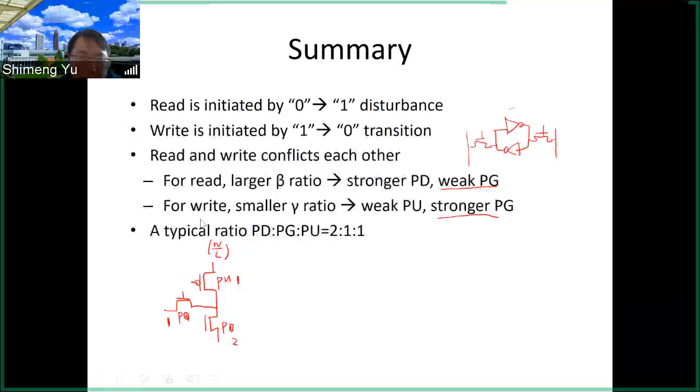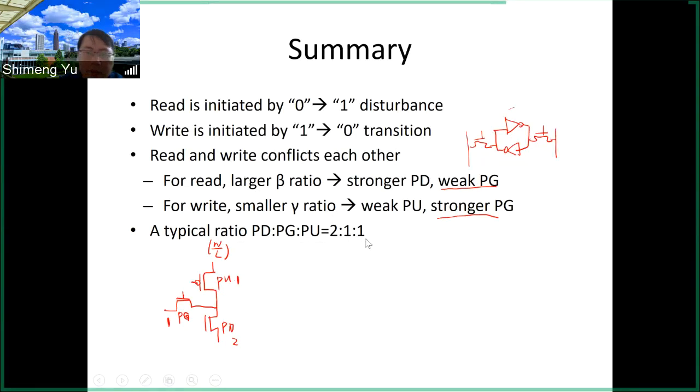Because if you look at the read path, which is the PD over PG, you do have a stronger PD, weaker PG. Both are NMOS, so the difference comes from the W over L. And then for the write, you care about the PG and PU. You want a stronger PG, because PG is NMOS. So even though they have the same W over L, PG should be stronger than the PMOS PU. So this is a typical ratio you can use.